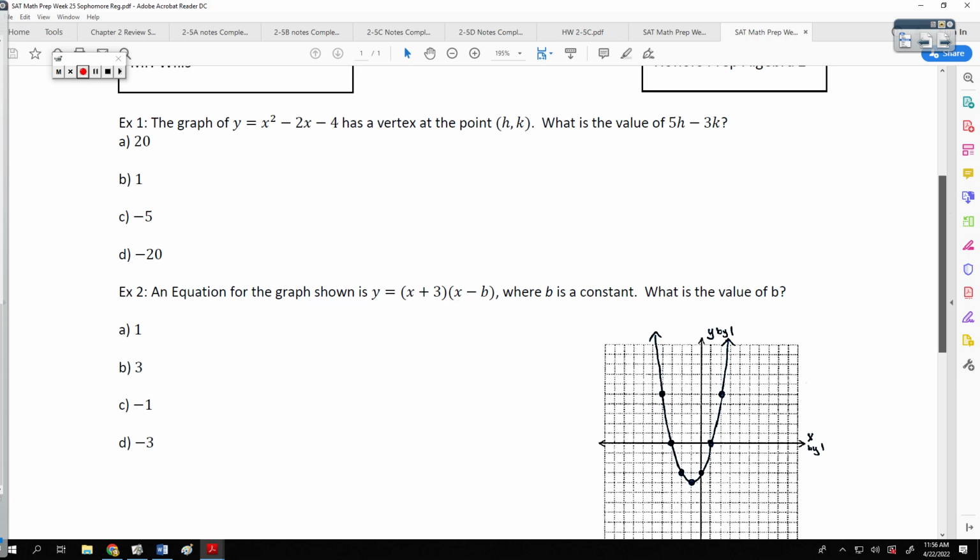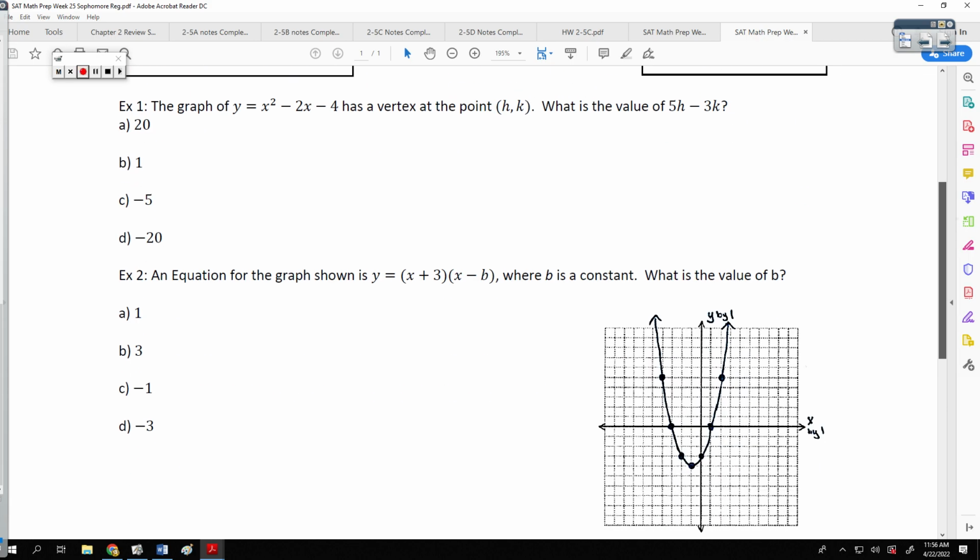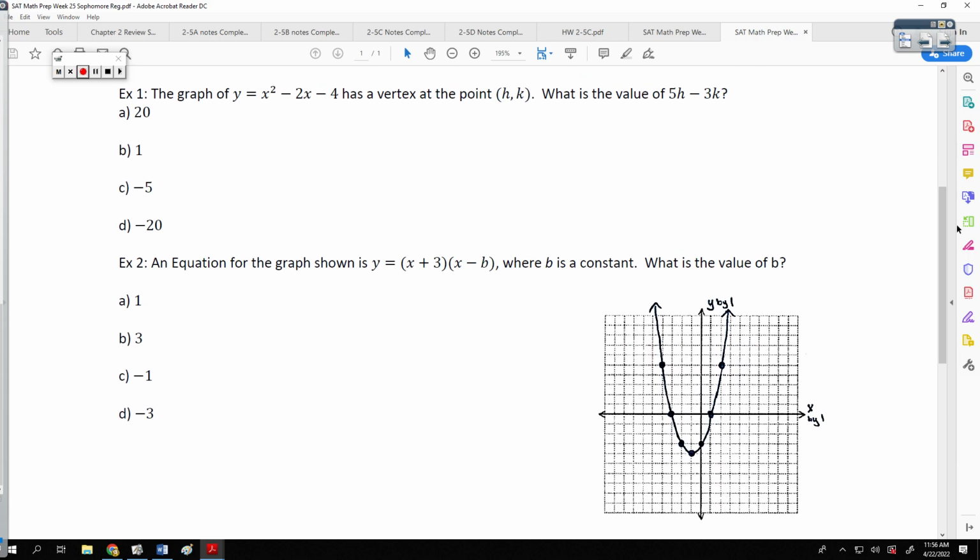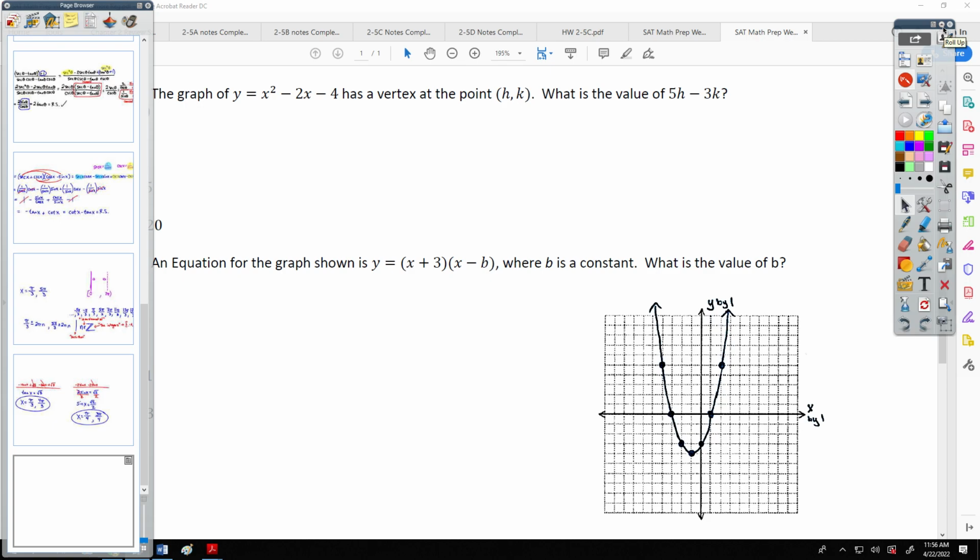So again, this week, we're still talking quadratic functions, but we are switching gears from what we've done the last couple weeks. We're still working with parts, but we've got a couple of new problem types to look at this week.